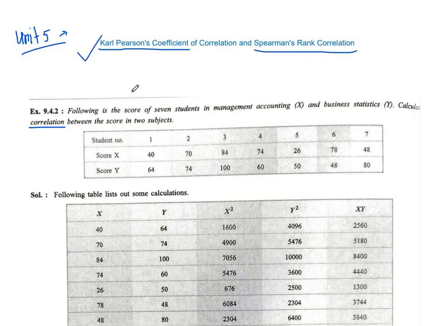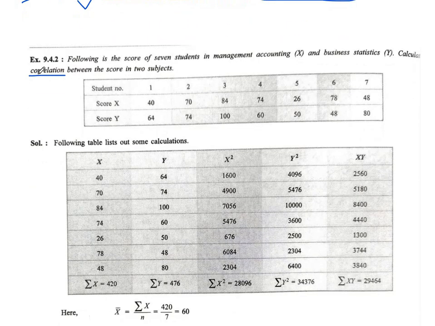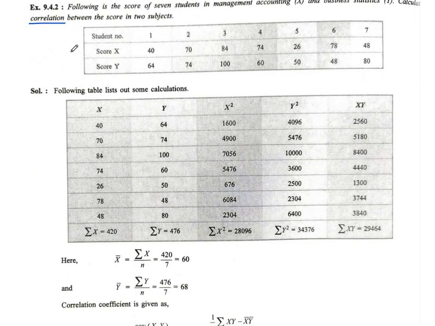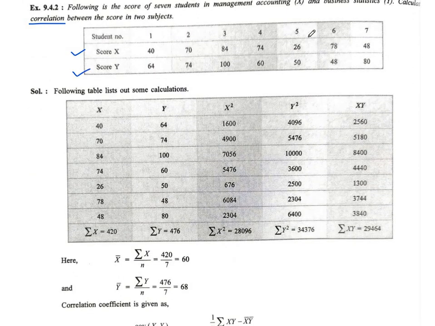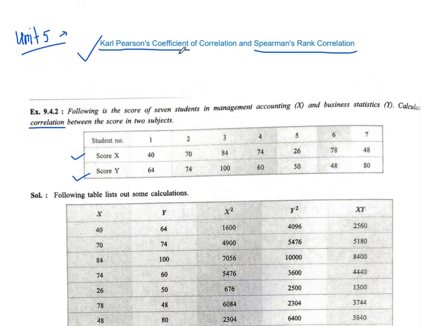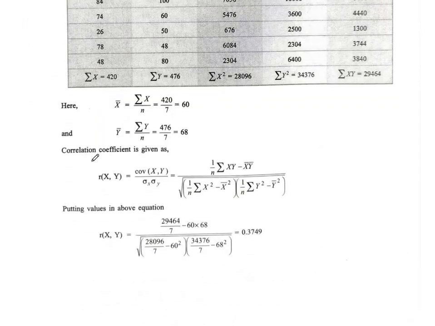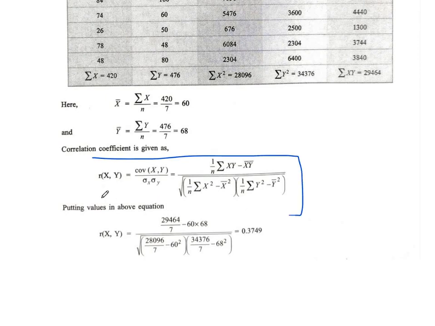Okay, so first of all, we'll see the first one, that is Karl Pearson. How to calculate this Karl Pearson coefficient of correlation. The problem is something like this: the values of x and y are given. First of all, to calculate this Karl Pearson coefficient, the final formula is this one.